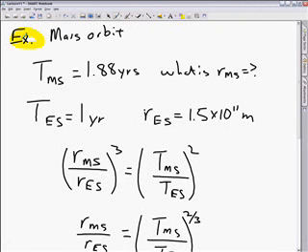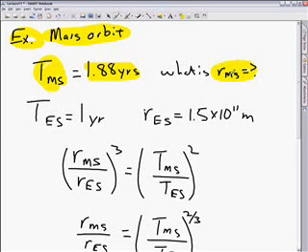Okay, let's do an example using Kepler's third law, and we're going to calculate Mars's orbit. So we watch Mars for a while. We figure out that the period of Mars around the Sun is 1.88 years. Now, we want to find out what the radius of the orbit for Mars around the Sun is.